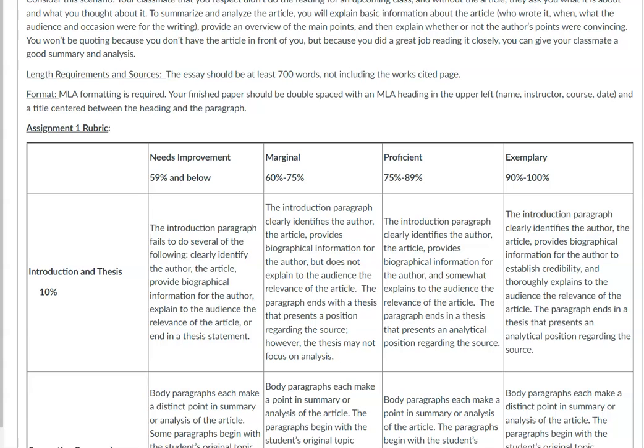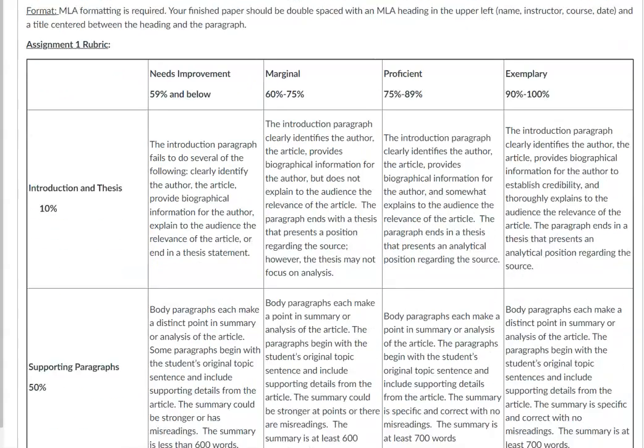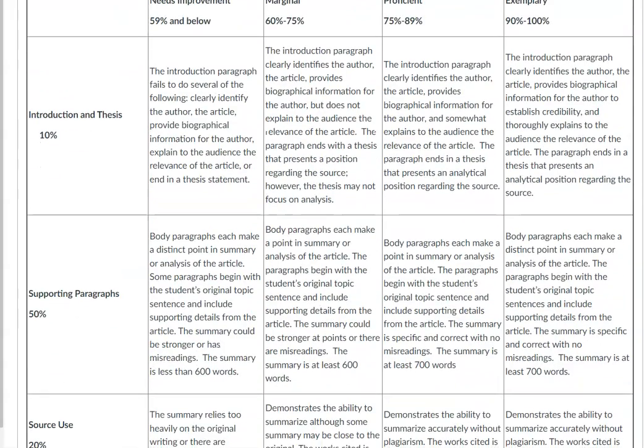So before we look at an example, let's look at the rubric. You always want to pay attention to that. Notice the introduction clearly identifies the author and the article, provides any biographical information about this person, who they are, or anything like that, and ends with a thesis that presents a position analyzing the source. The author does a very good job. The author does a poor job. The author uses a lot of examples. However, the author is trying to convince the reader, and whether it works, you want to focus on that.